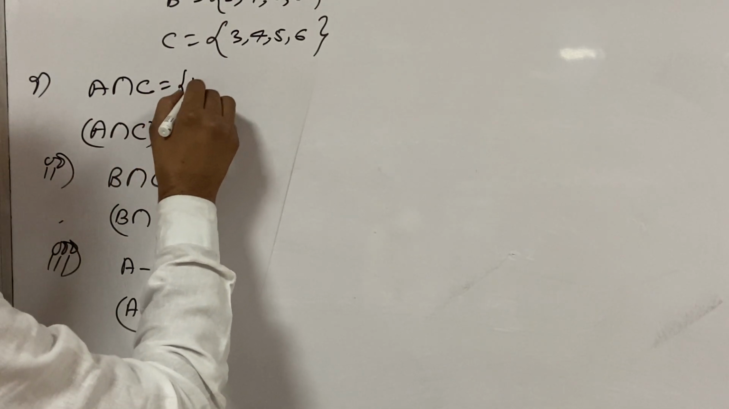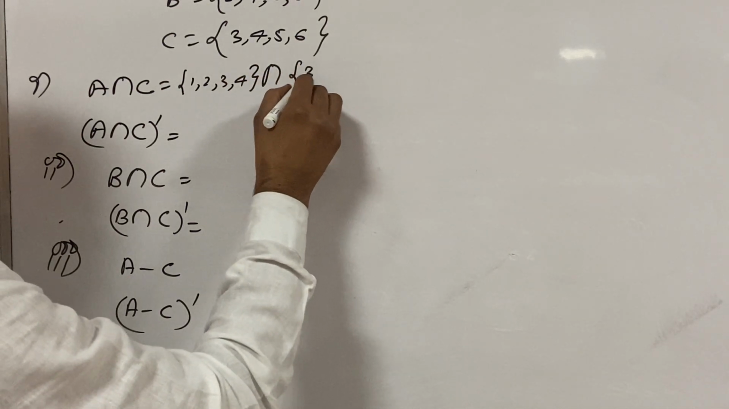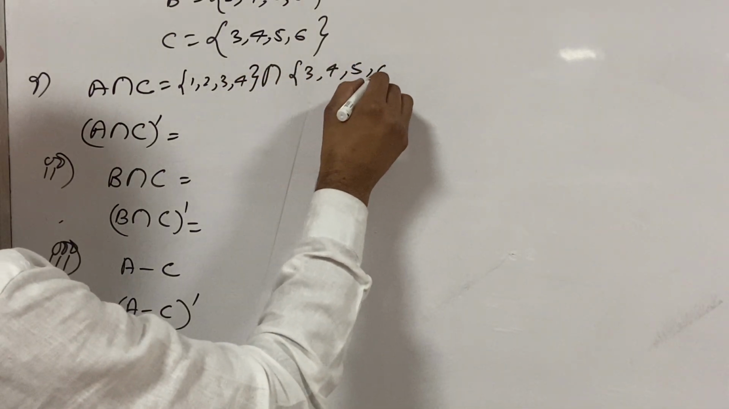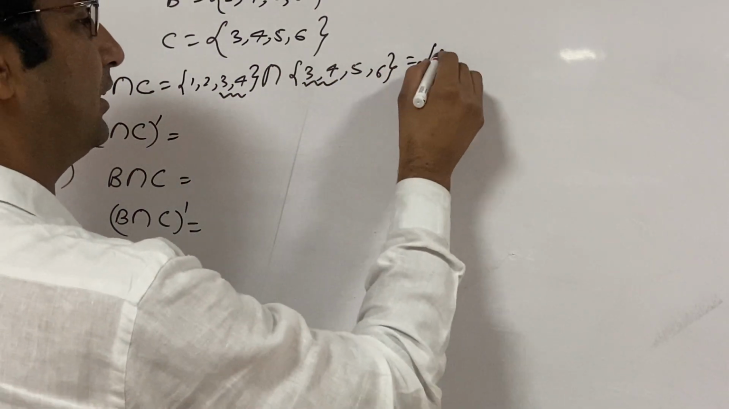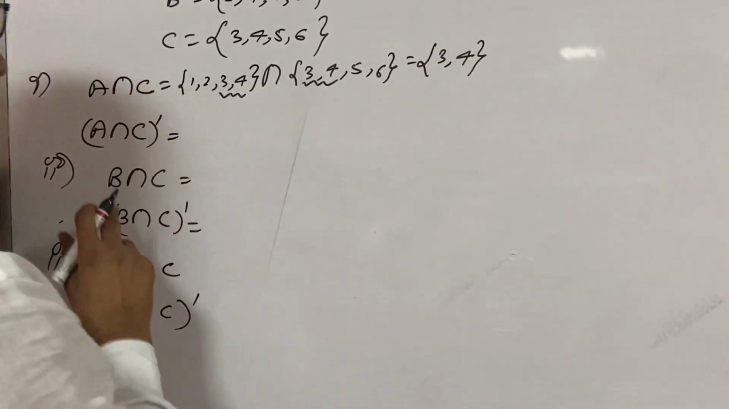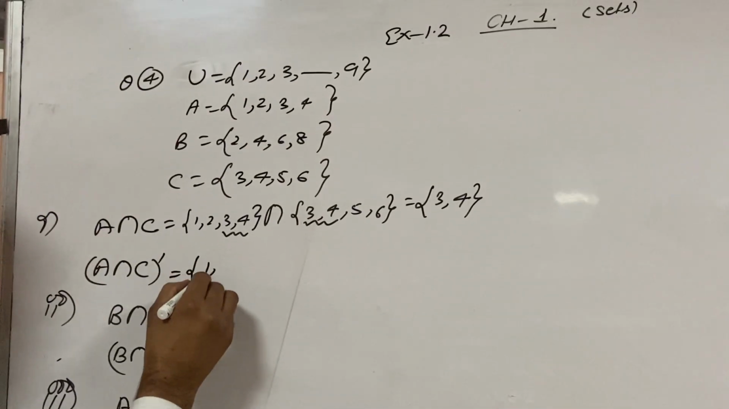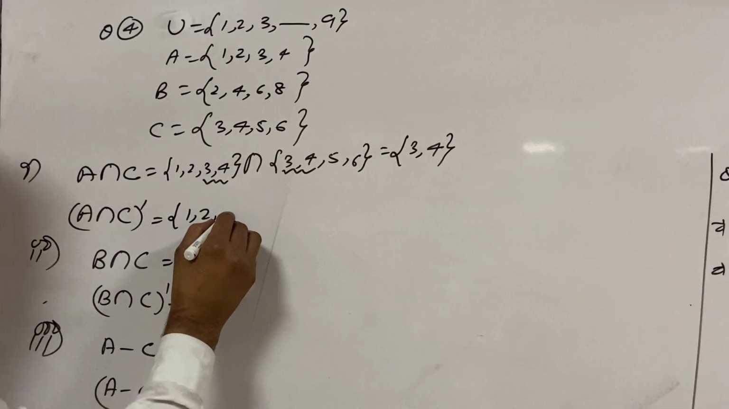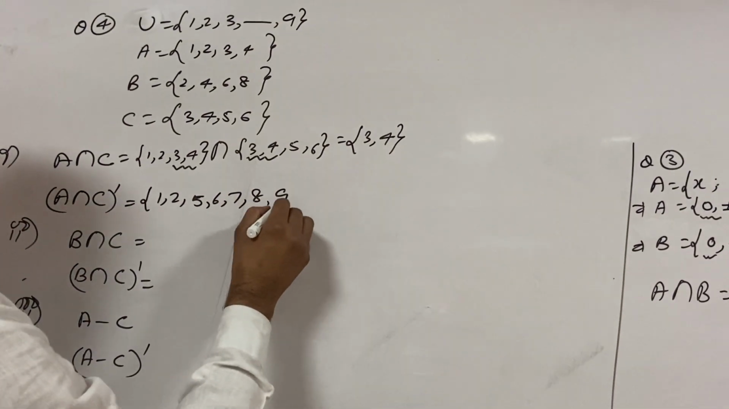A तो हो गया 1 2 3 4, इंटरसेक्शन C के साथ 3 4 5 6, कॉमन क्या है इनमें 3 और 4, तो क्या आया 3 और 4 का कॉम्प्लीमेंट लेना है. 3 4 को छोड़ दो, U के बच्चे हुए सारे 1 2 5 6 7 8 9.